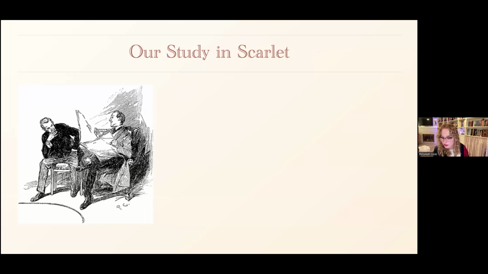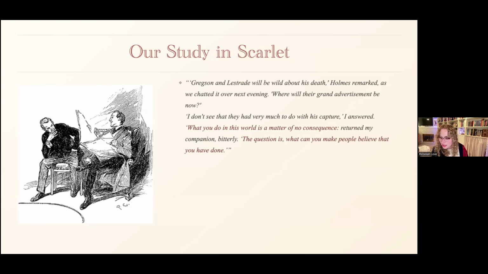The novel ends not with Hope's story, but with a return to the conversation about Holmes's reputation. In the aftermath of Hope's death, Holmes remarks that the police will be annoyed that this will spoil their commendation. And when Watson points out that the police didn't do much to help catch Hope, Holmes remarks that what you do in this world is of little consequence. Rather, it is what you can make people believe you've done. Sure enough, the newspapers soon tell the story of Gregson and Lestrade's bravery and cleverness.